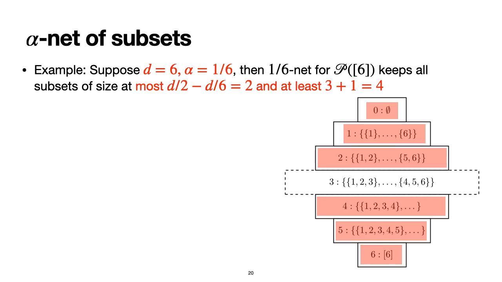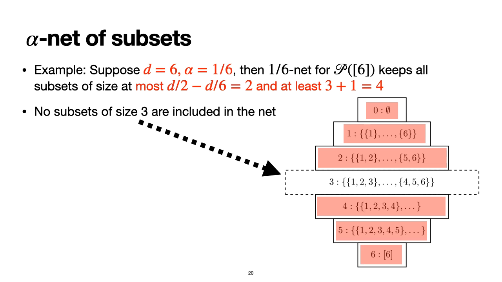An example of the net is shown here for d equals 6 and alpha equals 1/6. This means that we keep all sets of size at most 2 and at least 4. However, no subsets of size 3 are included. For larger d, this means we rule out subsets in the middle of the power set lattice. Note that as d gets large, it is this central portion that contains a significant fraction of the mass.